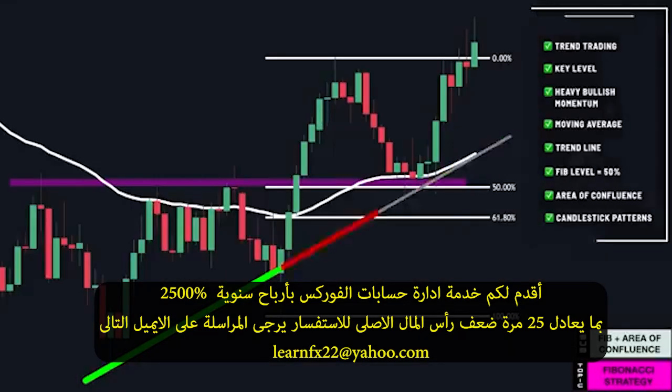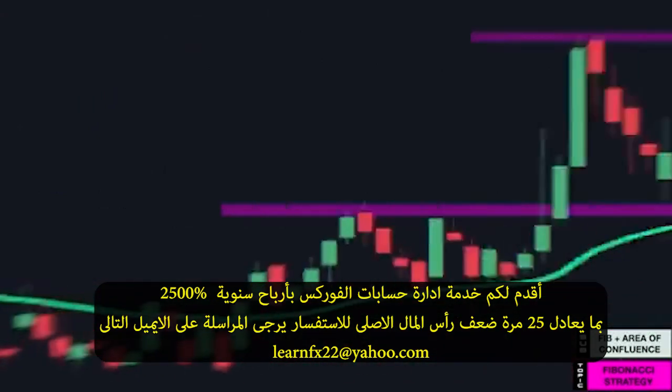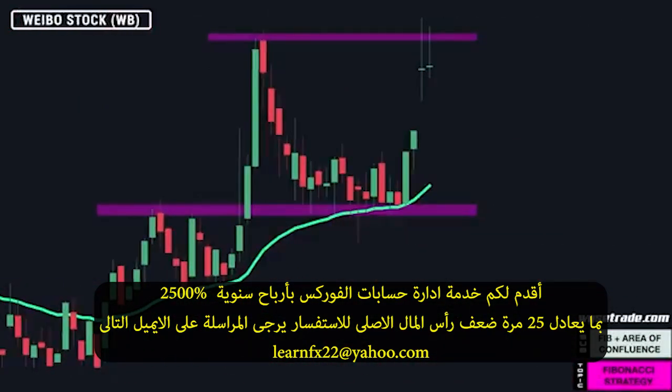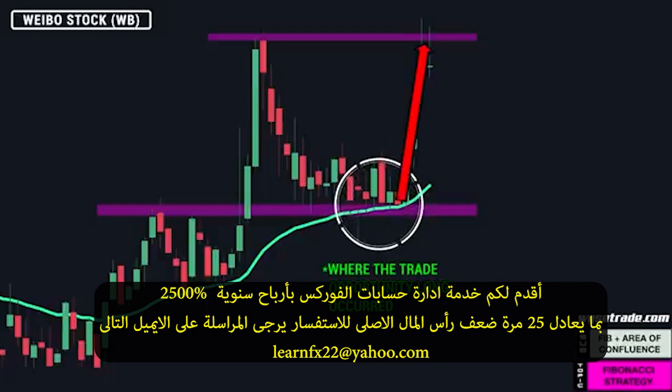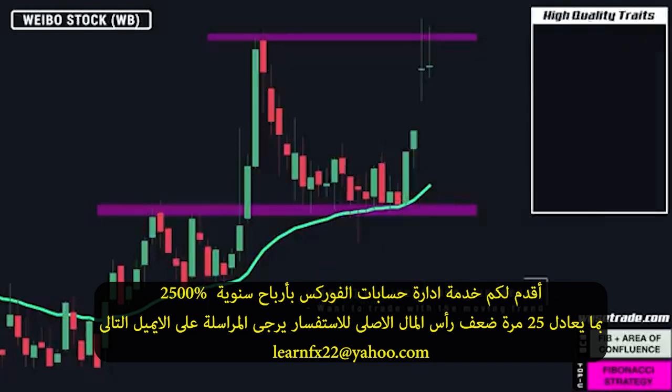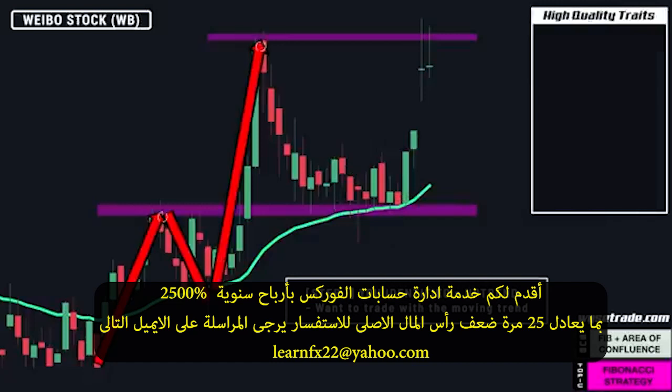So, let's show this again. This is the Weibo stock. Many of our members took this exact trade because of how picture perfect it was. This here is where the trade opportunity long occurred. So let's break it down. First, we identified that this was a clear moving uptrend as price was making higher highs and higher lows. So you want to trade with the moving trend. This was your first high quality trade.